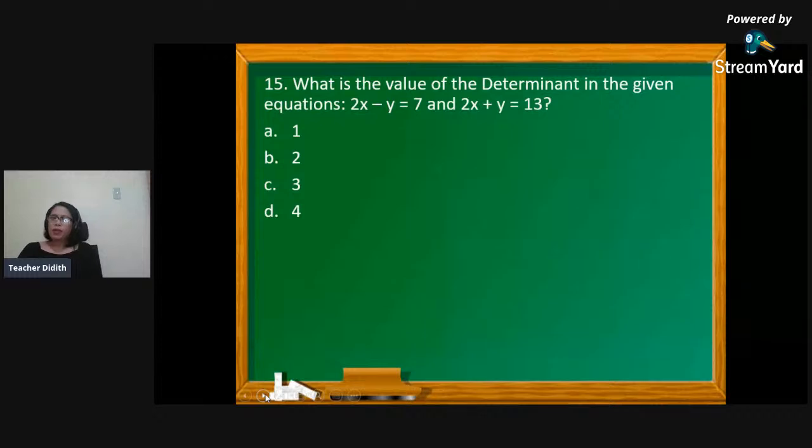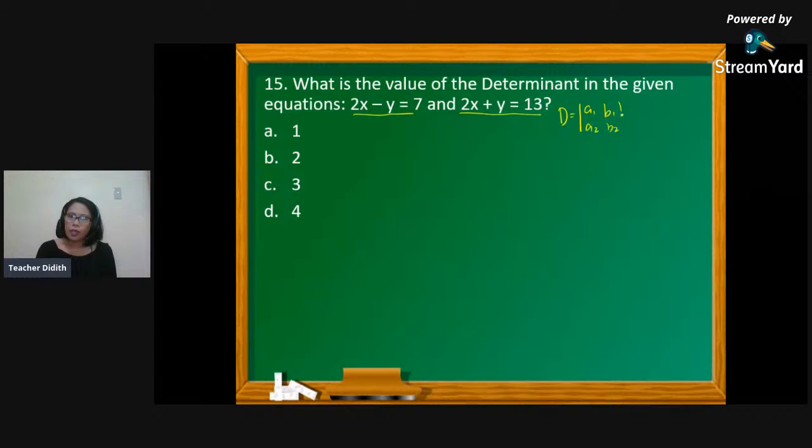So, what is the value of the determinant in the given equations? The first equation is this, and this is the second equation. So, we know that D is equal to A sub 1, A sub 2 here, then B sub 1, B sub 2. And this is equal to the difference between the cross product of A1, B2, and B1 and A2.